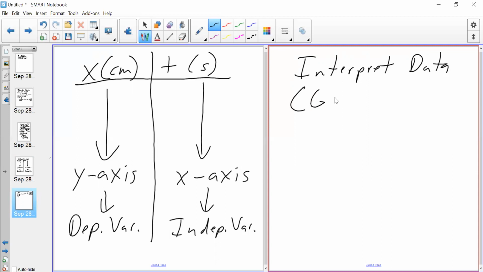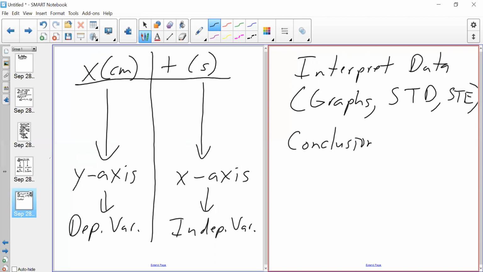Okay, so interpretation of data. Graphs. I'm going to abbreviate standard deviation by saying STD, and standard error is STE. That all falls under interpretation of data. All of this falls under evidence. And the conclusion statement: what happened? What were some obstacles? Why did your results seem too high? Why is your acceleration due to gravity 11 meters per second squared as opposed to 9.8? I mean, what went wrong or what went right? So that would be the reasoning part.